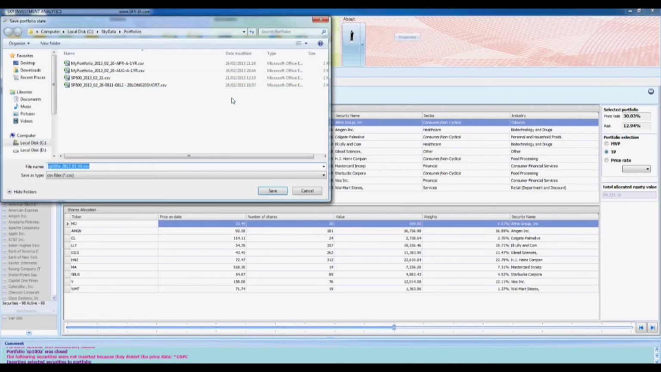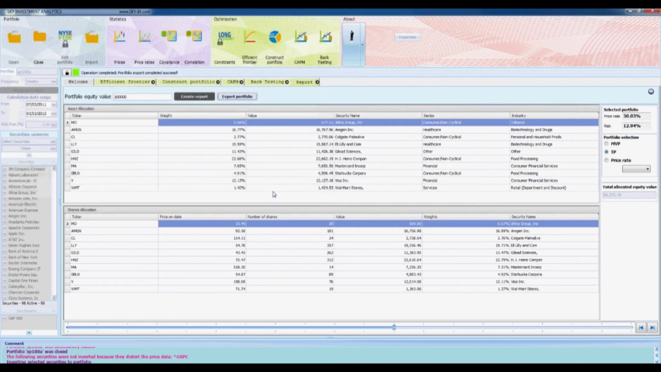We may export the portfolio. This is actually a way to export a portfolio in a format that we can import later on. We will show this later. Right now, let's create a report, for example.